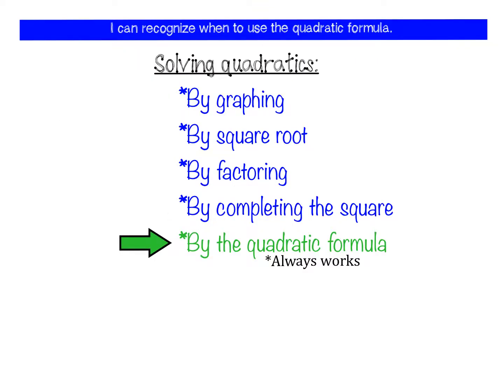So we have talked about different methods of solving quadratics, and we are going to land at our final one of solving a quadratic by the quadratic formula. And the benefit of the quadratic formula is that it always works. I can use it no matter what. I can only solve a quadratic by taking the square root if I don't have a b term. But I can always use the quadratic formula.